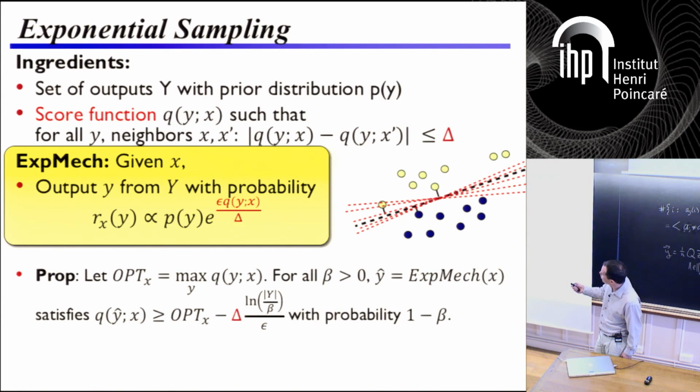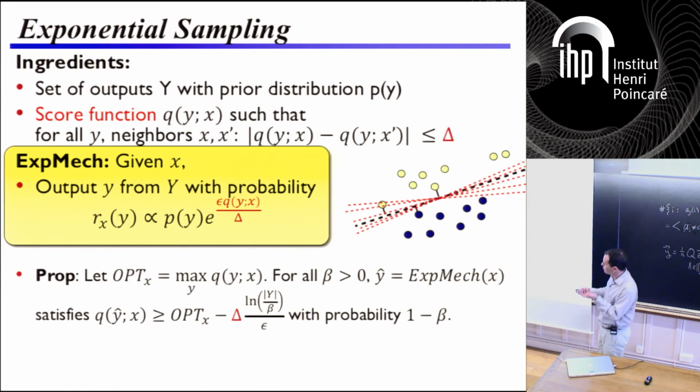More generally, this example of the websites is very close to a fully general formulation. We've got some set of outputs. In general, we just need some score function whose sensitivity in terms of x is bounded. It doesn't matter how it changes with y, it matters how it changes with x. And it's at most delta, and given x, we're going to sample from the same sort of probability distribution. I forgot to mention, you can also have some prior p of y on the probabilities.